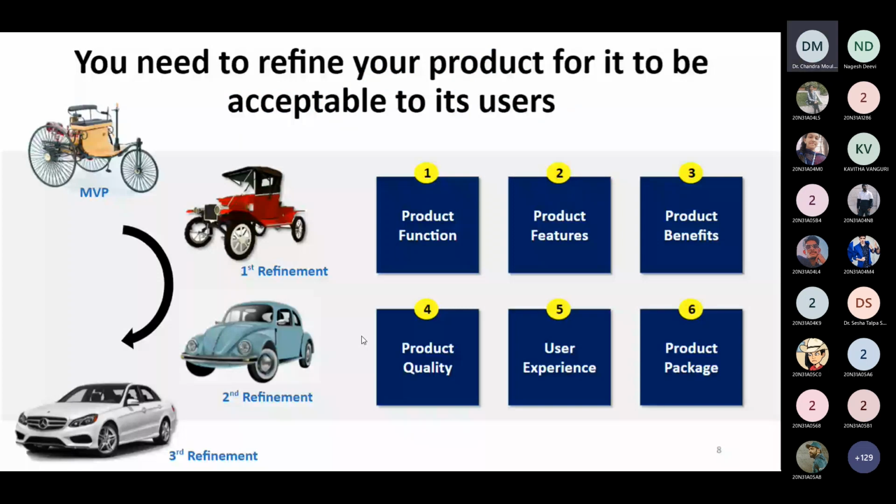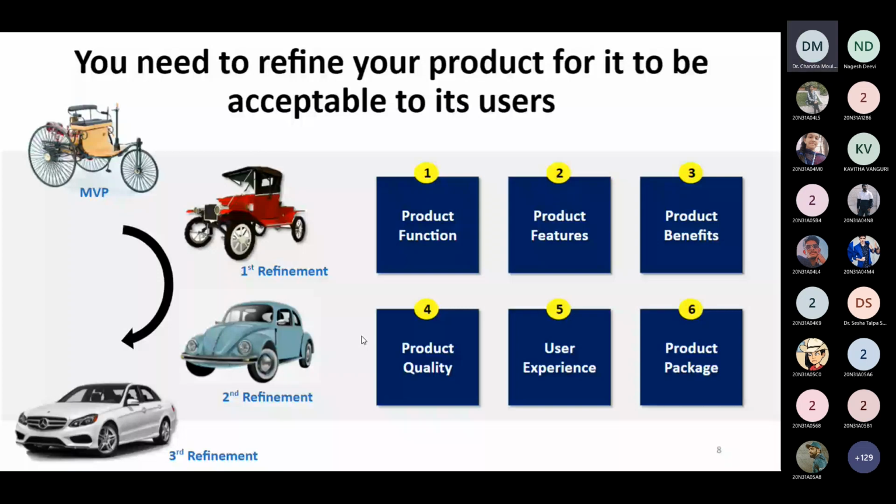See, there are a total of 6 functions here, 6 features I can say. You need to refine your product for it to be acceptable to its users. If you see in the top left, it is the minimum viable product. In the first refinement, you can see a kind of auto rickshaw kind of car. Then in the second and third refinement, you can see a brand new Mercedes-Benz car. I cannot say these are the exact figures, but it looks like this. So, minimum viable product to the product.